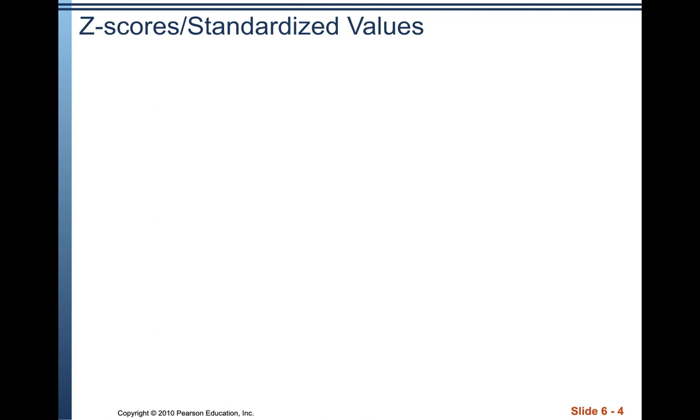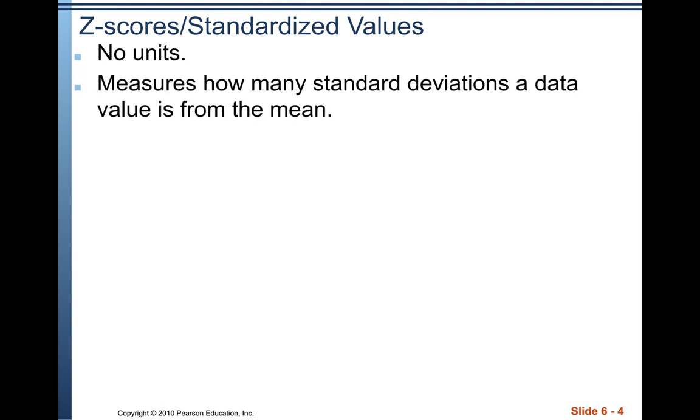Okay. The first thing we talk about with normal models and bell curves is what we call the z-score or the standardized value. A z-score does not have any units. What do I mean by that? When you measure someone's height, you usually measure it in feet or inches. You can measure it in centimeters. A z-score does not have any units like that. A z-score or standardized value is a measure of how many standard deviations a data value is from the mean.